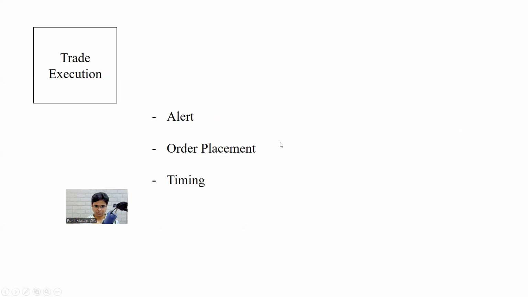Trade execution. So once I determine I want to buy a particular stock, I want to place an alert so that when the price reaches my buy point, I get alerted on my mobile phone or my laptop. Then I place the order, and then timing is important. I need to quickly take a position. I cannot buy a stock which is too extended in price. So if my price is 100, and if by the time I reach my laptop, the price has gone to 105, I have lost the opportunity. So trade execution, extremely important.